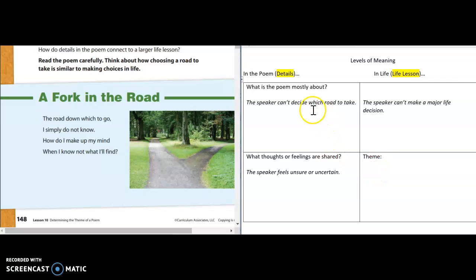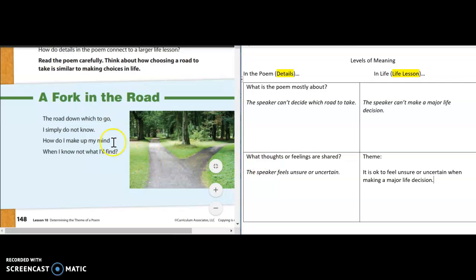So if I were going to put those pieces together, boys and girls, to help me determine the theme, the major life lesson that our poet wants you to take away, is that it is okay to feel unsure or uncertain when making a major life decision. Now I could even add something about this last line here, when I know not what I'll find. So it is okay to feel unsure or uncertain when making a major life decision because we may not always know the outcome.